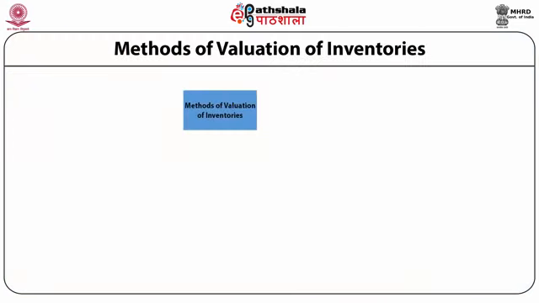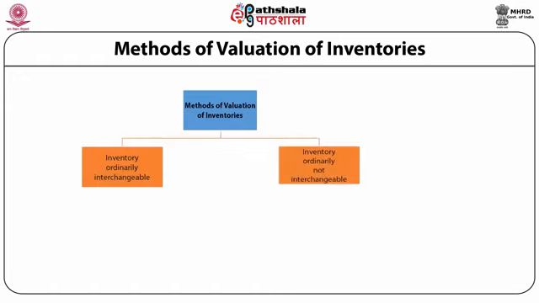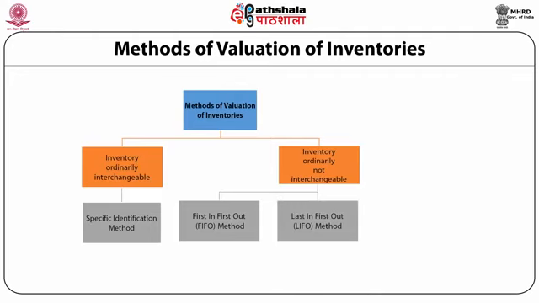There are different methods of valuation of inventories. So it is necessary to get the knowledge of methods of valuation of inventories so that correct valuation of inventories can be done. It is clear from the figure that methods of valuation of inventories can be divided into two parts. These methods are based upon the fact that inventory is ordinarily interchangeable or not interchangeable. If it is not interchangeable, then the specific identification method can be applied. But if it is interchangeable, then FIFO, LIFO or weighted average method can be applied.